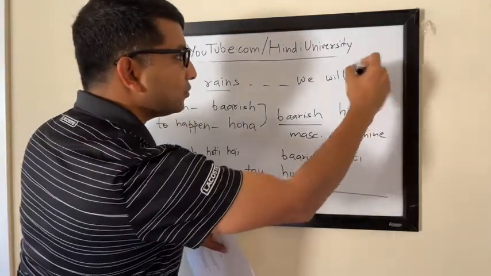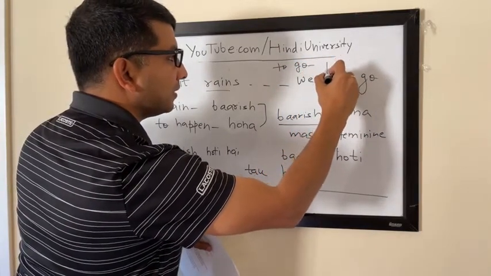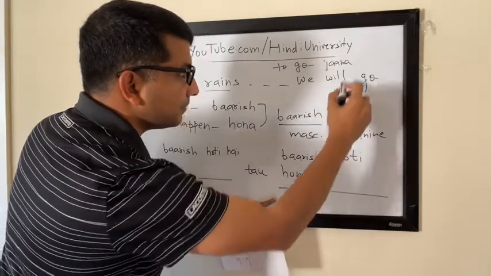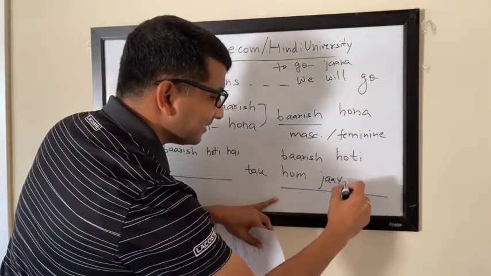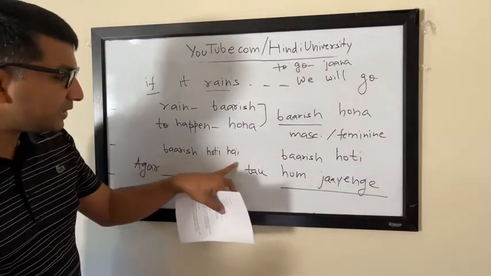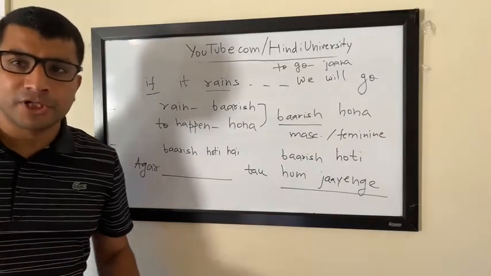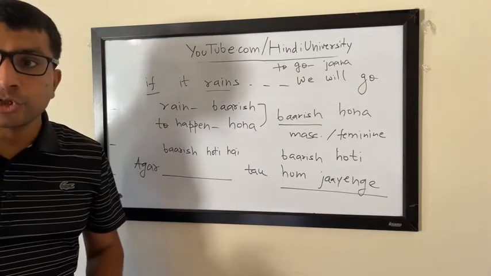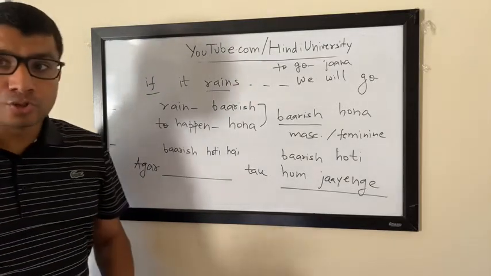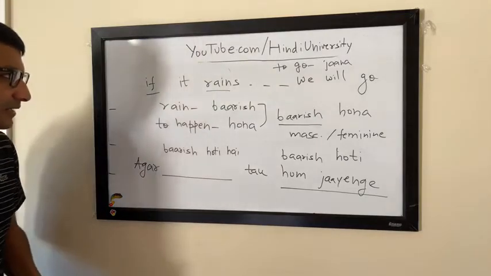Okay. What is the word for to go? Jana, very good. So hum? Jayenge. Very good. You see, you did that. Right? Agar barish hoti hai, to hum jayenge. The first one is written in present indefinite. The second one is future indefinite. The likelihood is neutral. That is a natural course of things. Agar barish hoti hai, to hum jayenge. That's a great word right there, JD.